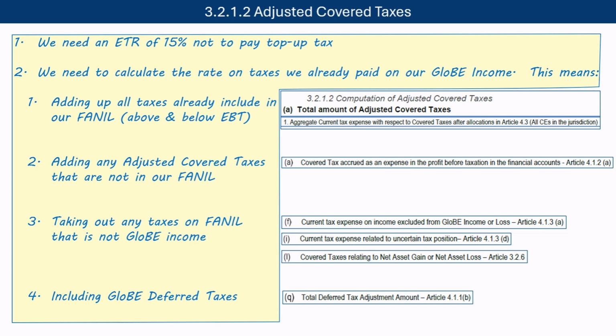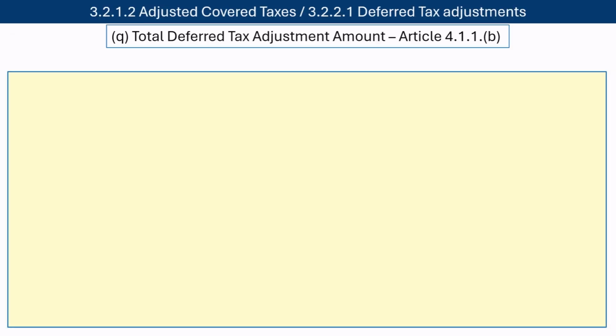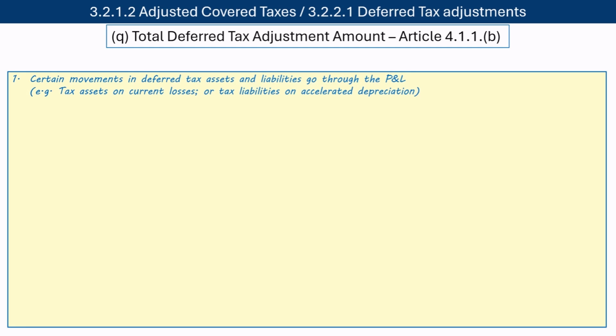And now we get to the next part of our adjusted covered taxes, and that's going to be the total deferred tax adjustment amount. And the deferred taxes are complicated, but we'll look at them very high level. So we look at letter Q here on our form, and certain tax movements and deferred tax assets and liabilities go through the P&L, right? So when you have losses, let's say of 100, and let's say you're in a 15% corporate tax environment, your commercial loss will not really be 100, it'll be 100 minus a deferred tax asset of 15, so your commercial loss will only be 85, right?